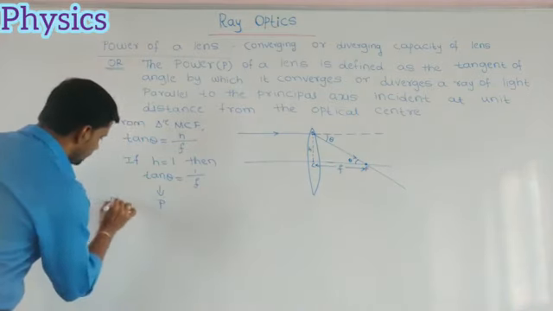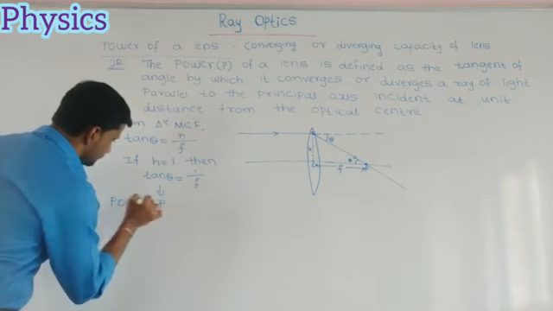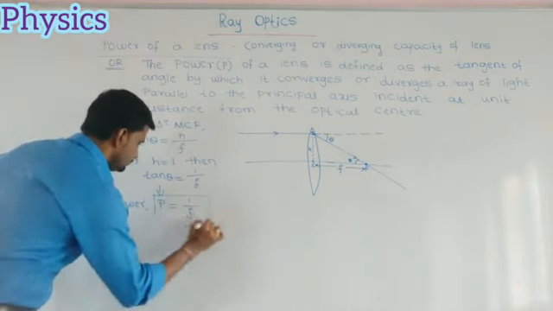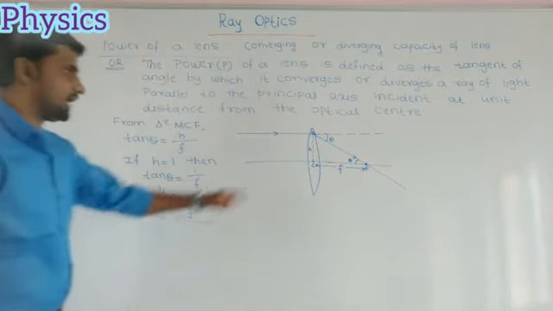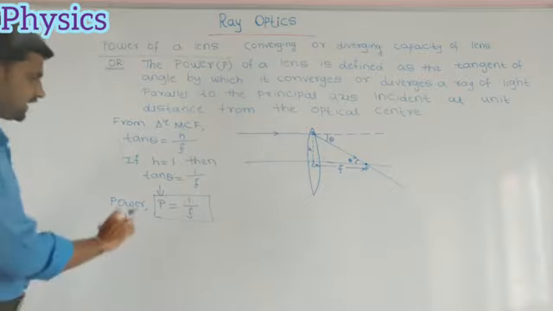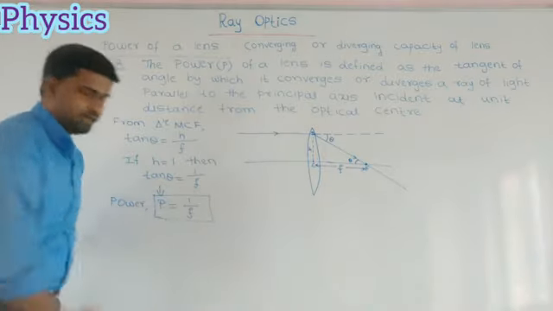P is equal to 1 by f. This tan of the bending angle is only the power of a lens. So I can write P is equal to 1 by f.